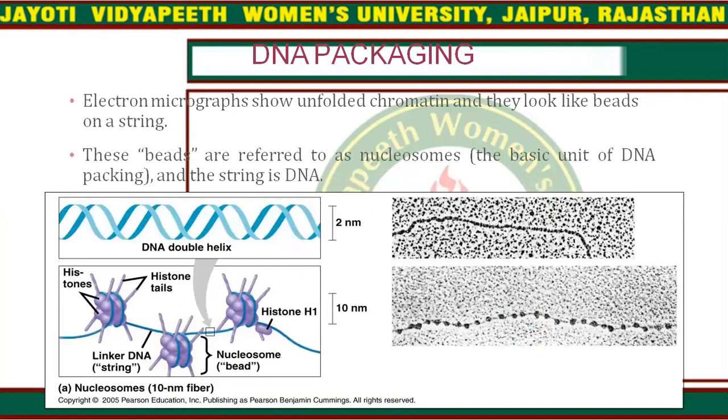Now we will go for DNA packaging. Electron micrographs show unfolded chromatin, and it looks like beads on a string. These beads are referred to as nucleosomes, as I told you in the previous session, and the string is DNA. This is the DNA double helix and these are the histone proteins, and DNA is wound over the octamer of histone proteins, and this structure is 10 nanometer.